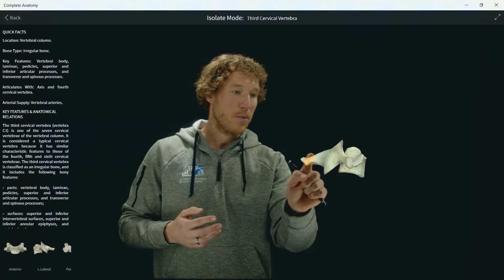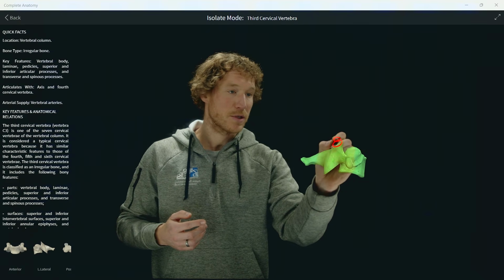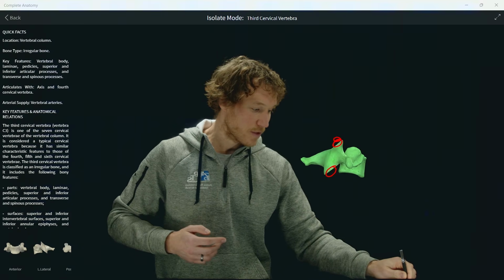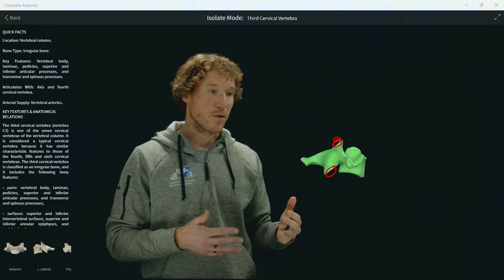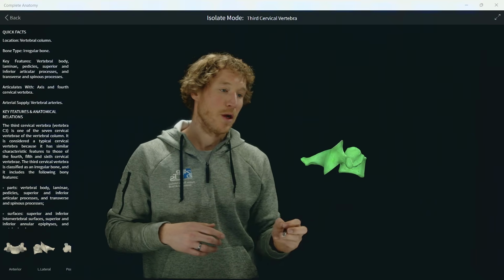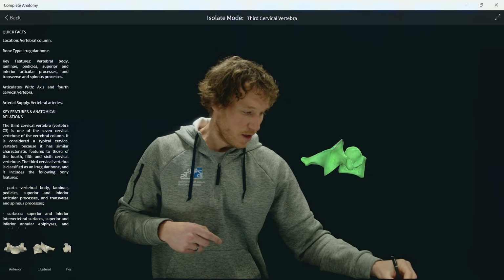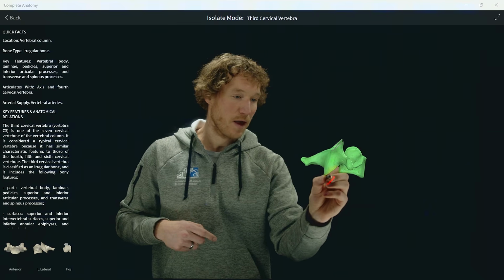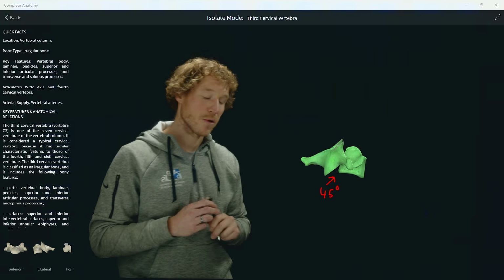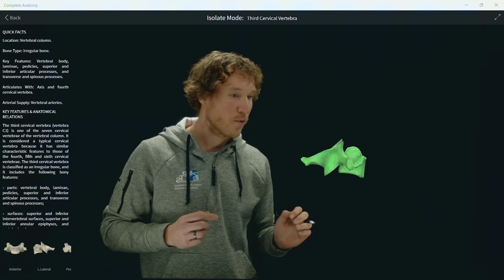And I want to point you to a couple of structures, namely the facet joints. So this would be called your superior facet joint right there, and this would be called your inferior facet joint right there. And these facet joints articulate or touch the facet joints on the vertebrae that would be above or below it. One thing I want you to note here, and we'll go over this a little bit more when we talk about mechanics, is there's a 45-degree angle right here, and this 45-degree angle is going to be important when we talk about how much motion our cervical spine has. So remember that 45 number.